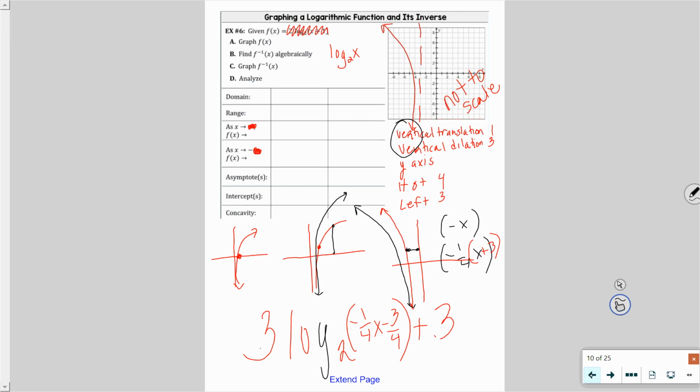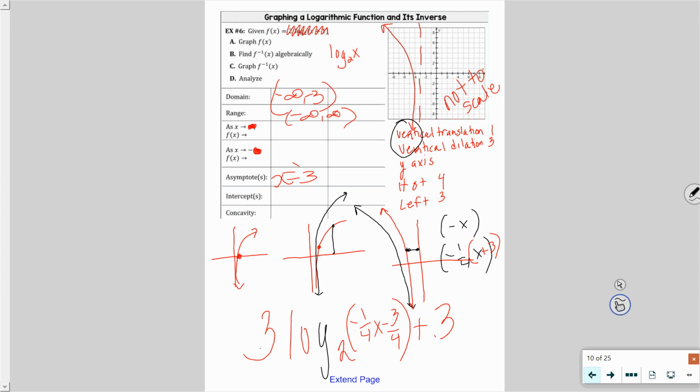All right, Sam, how about domain? What do you think? Negative infinity to -3. Keta, how about range? Negative infinity, positive infinity. Let's go down to asymptotes. Noah, asymptotes? X equals -3. Right? How about concavity?